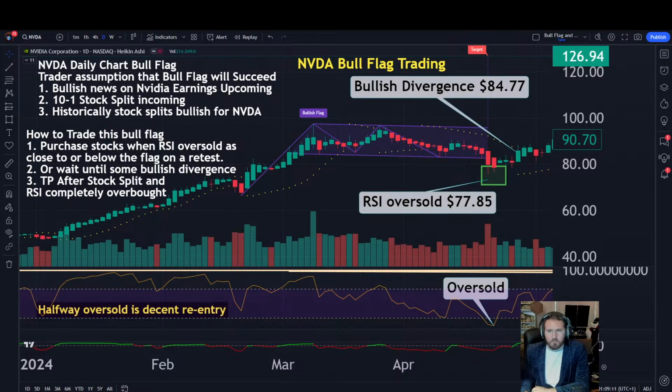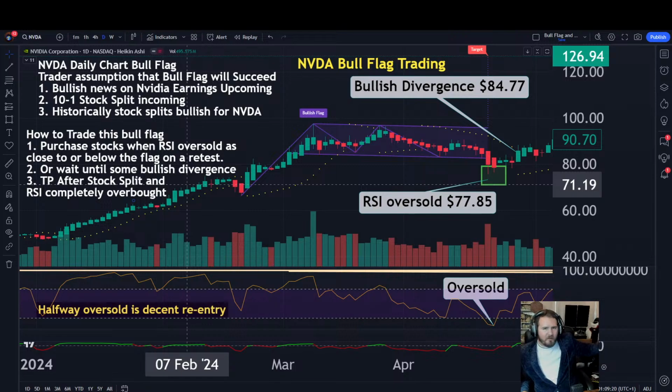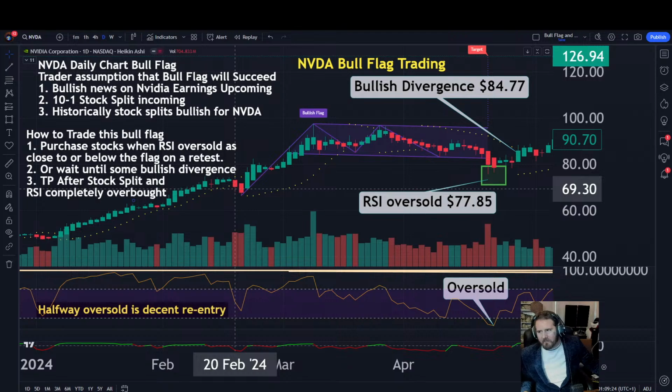To maximize your profits, let's pretend that the retail trader did not look at Nvidia until right here. They missed all the other stuff because they were in Bitcoin early. They started selling their Bitcoin at about 69, 70K, and then they started looking at Nvidia.